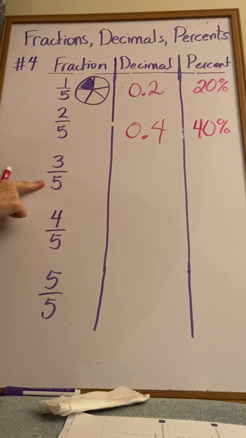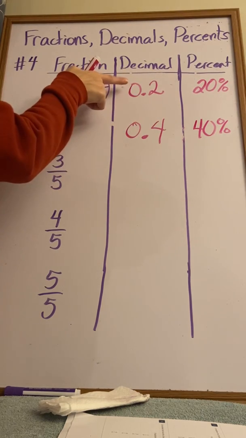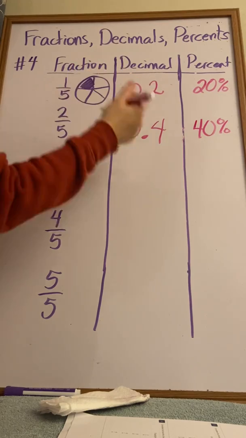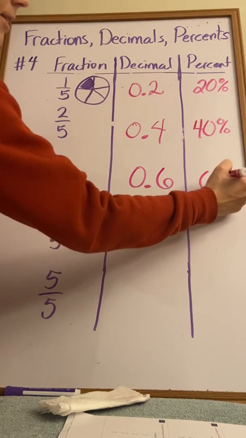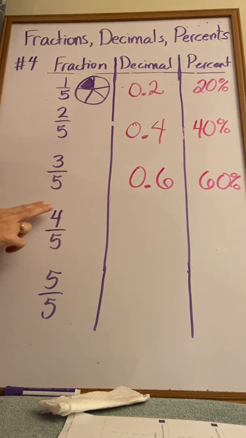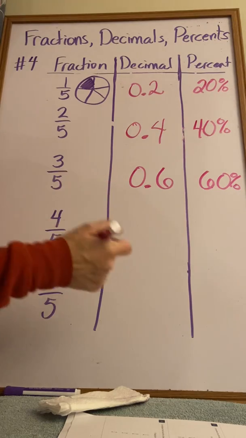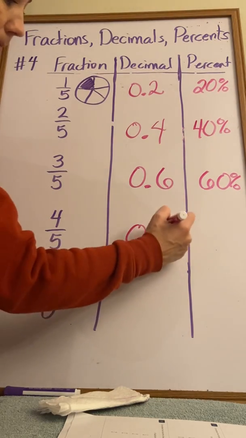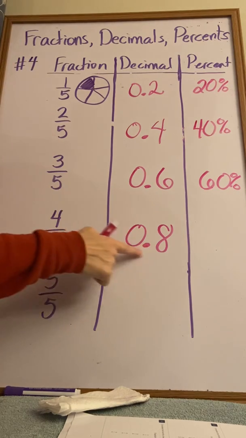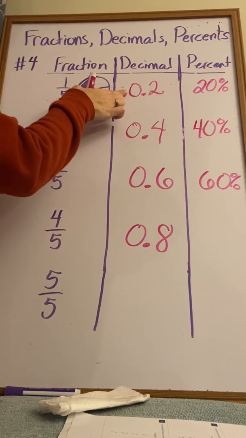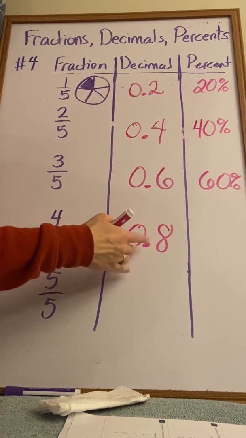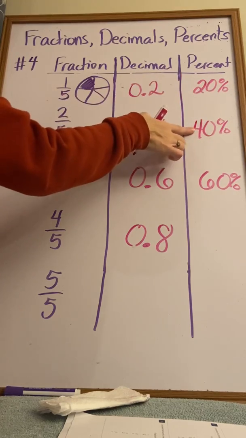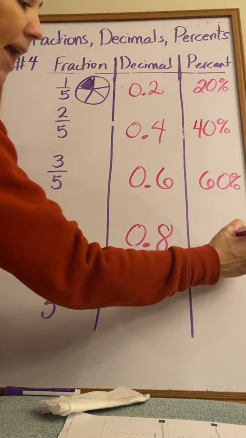Let's look at 3/5. This is going to be 3 groups of 2/10. So we're going to triple the 2/10, and you're going to get 6/10, or 60%. 4/5. Just make it 4 times. It's going to be 8/10. 2, 4, 6, 8. And those are all in the tenths place. 20%, 40%, 60%, 80%.